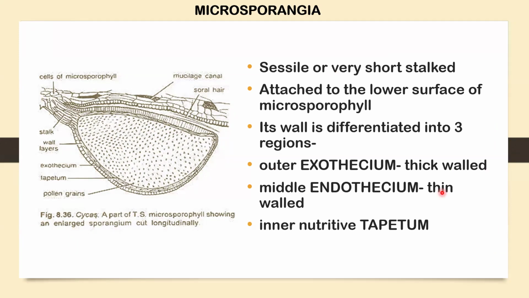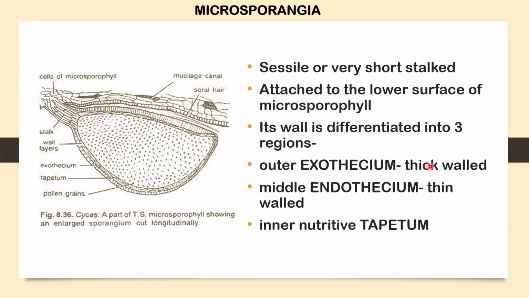Microsporangia, as we discussed, are arranged in groups called sori on the adaxial surface of the microsporophyll. These are sessile or have a very short stalk. They are attached to the lower surface of the microsporophyll and their wall is differentiated into exothecium, endothecium, and tapetum.